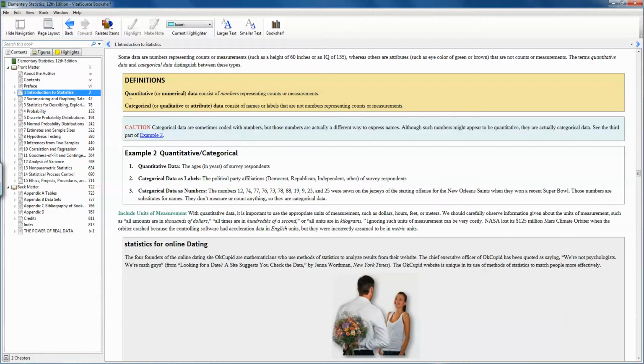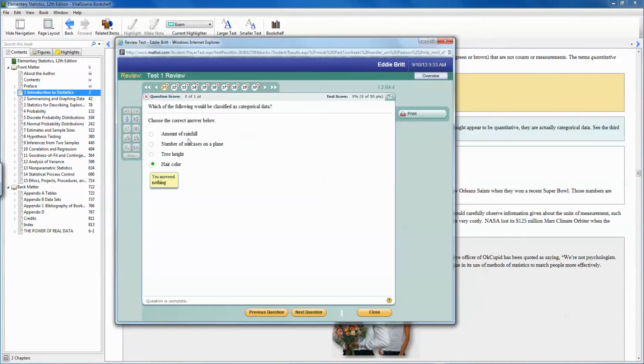Alright, so quantitative data or numerical data consist of numbers representing counts or measurements. Categorical data consist of names or labels that are not numbers representing counts or measurements. So let's go back to the test review. Which of the following would be classified as categorical data?